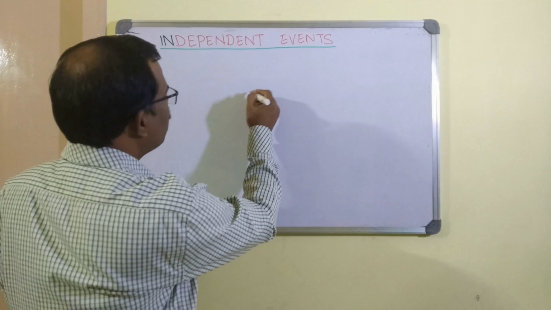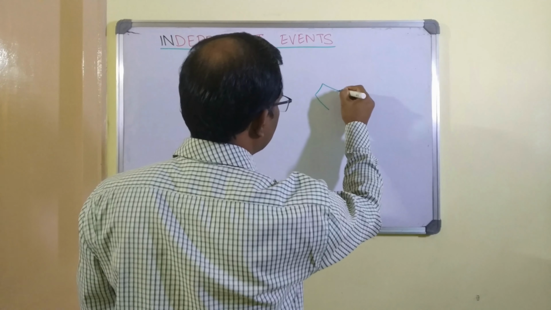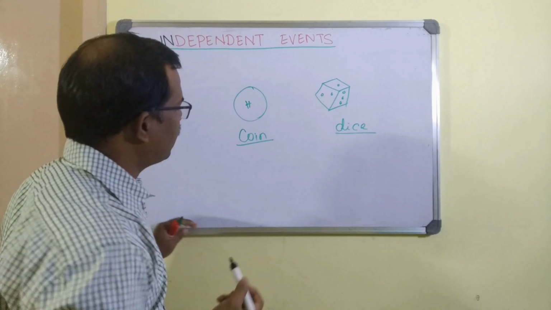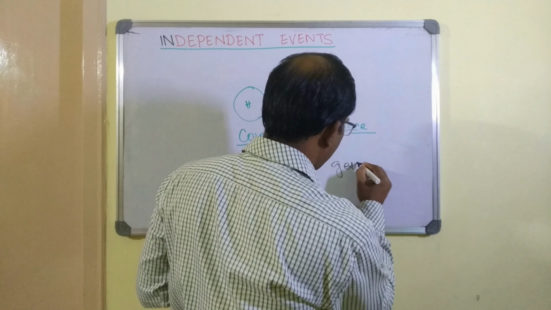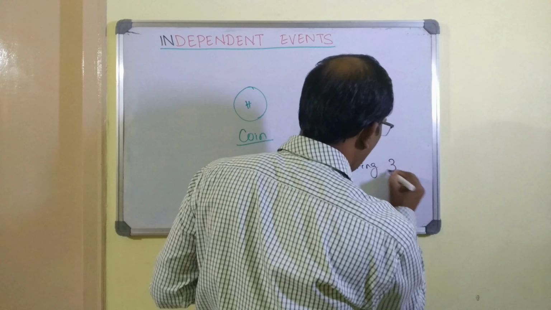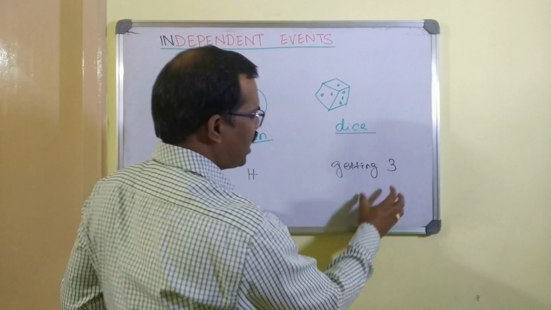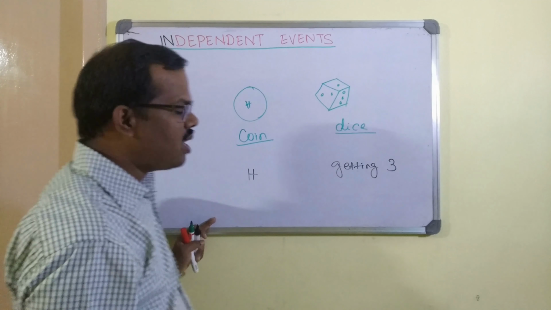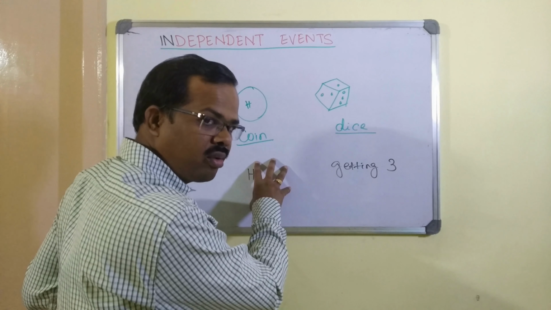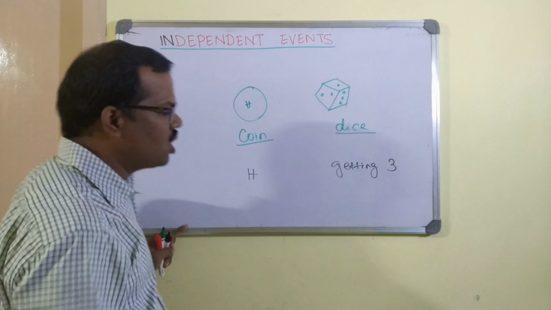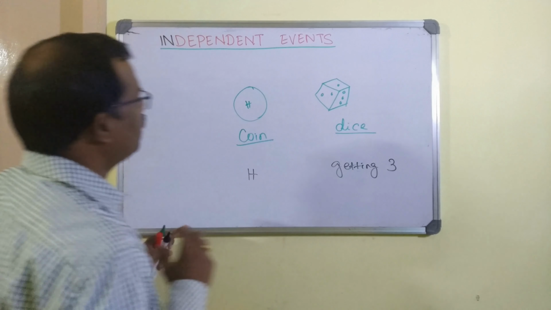Let us say that you have a coin and you have a dice. So if I say that getting a head or getting a 3, are they independent or dependent events? Look, getting a 3 from a dice doesn't have any kind of relationship with getting a head if I flip the coin, right? So they are completely independent. So getting a 3 and getting a head are completely independent events, right?